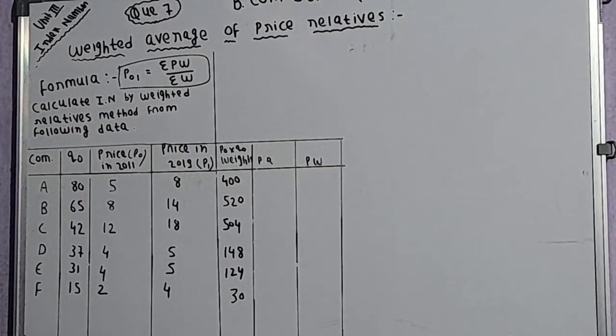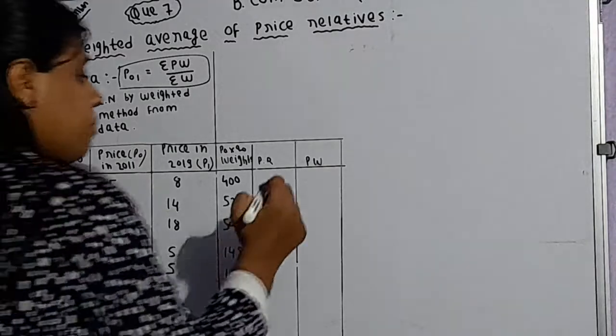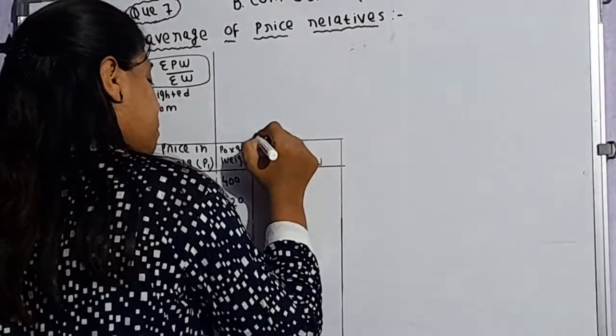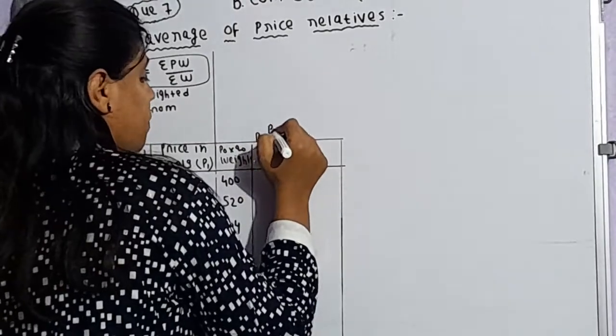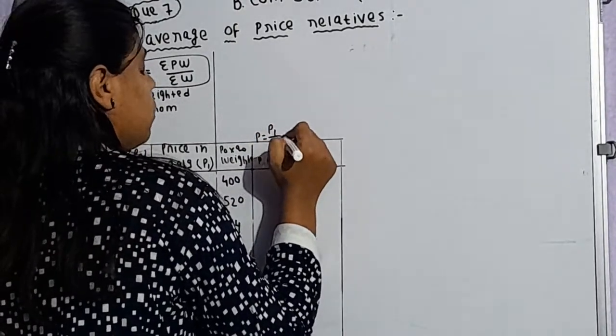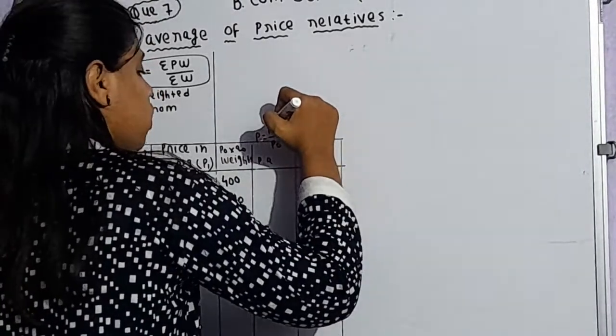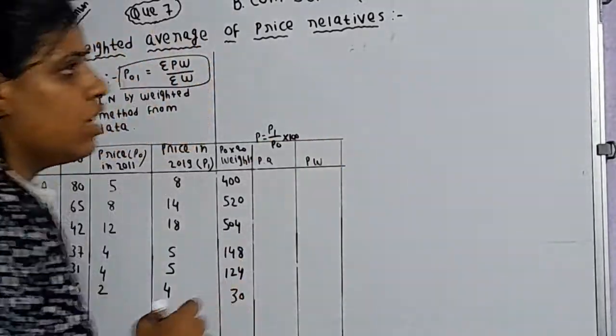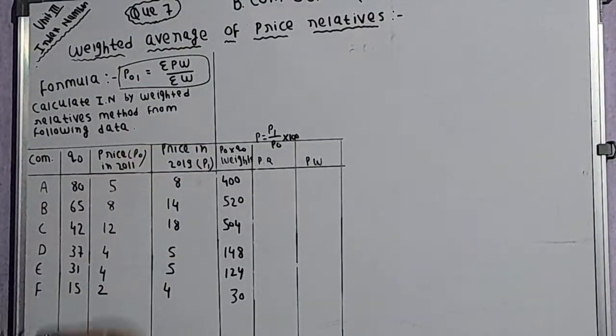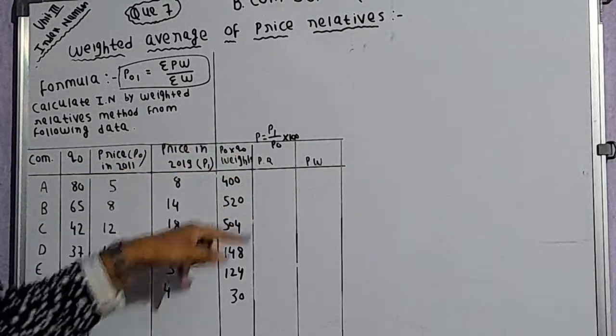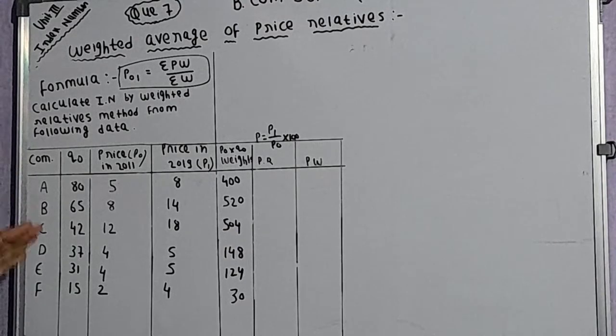Now what do we need to compute? We need to compute price relatives. How do we compute it? By using this formula: P is equal to P1 upon P0 into 100, where P1 means prices of current year, P0 means prices of base year, and 100 is the base for calculating the percentage. Therefore, here we are going to consider the price relatives for each commodity.